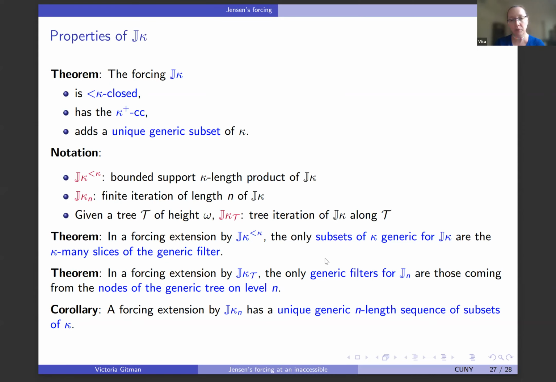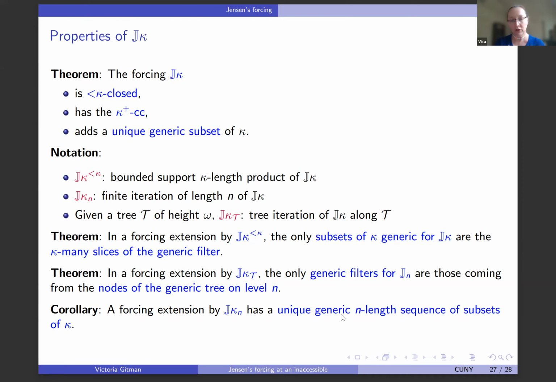You get the generics property for the iteration of trees of height omega. So it is the same as before. If you do the same iteration over a tree of height omega, then for the finite iterations, the only generics that you've added are the ones on the nodes of the generic tree. We don't really know, I don't think we've ever looked at what happens beyond finite iterations. And so as a corollary of this, you get uniqueness of generics for finite iterations.